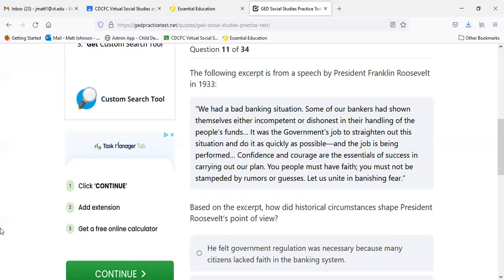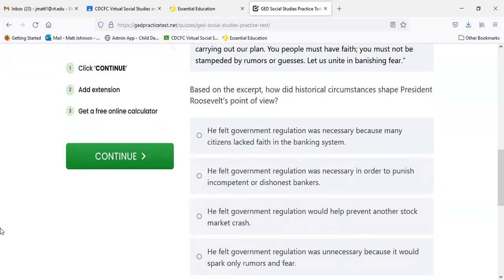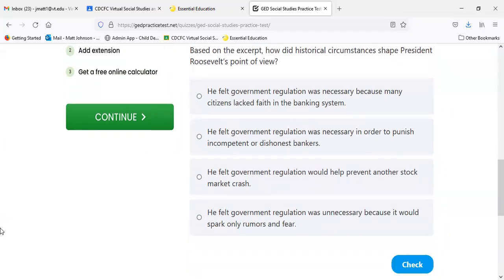Now, Levant, based on the excerpt, how did historical circumstances shape President Roosevelt's point of view? A, he felt government regulation was necessary because many citizens lacked faith in the banking system. B, he felt government regulation was necessary in order to punish incompetent or dishonest bankers. C, he felt government regulation would help prevent another stock market crash. Or D, he felt government regulation was unnecessary because it would spark only rumors and fear.